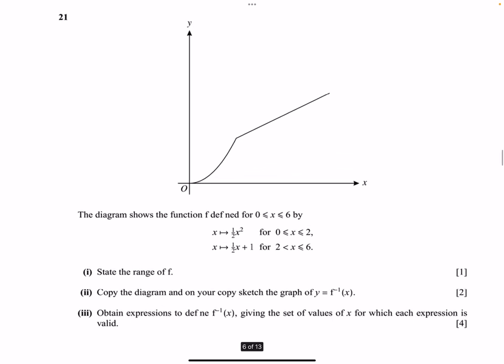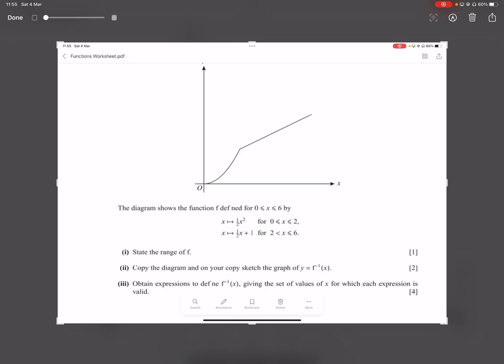Let's do this. Question number 21 from the worksheet. This is the last one that we're doing today. And then we end.